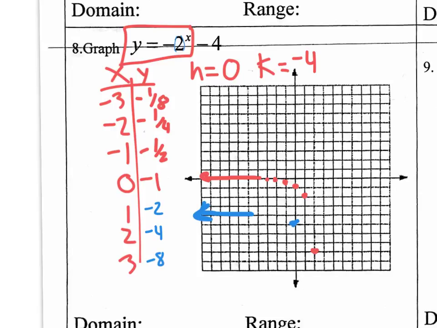There it is, 4 down. There it is. And the last one, 4 down, you're going to be off the graph. So if you look at your blue line, it continues like that. And that's your graph.